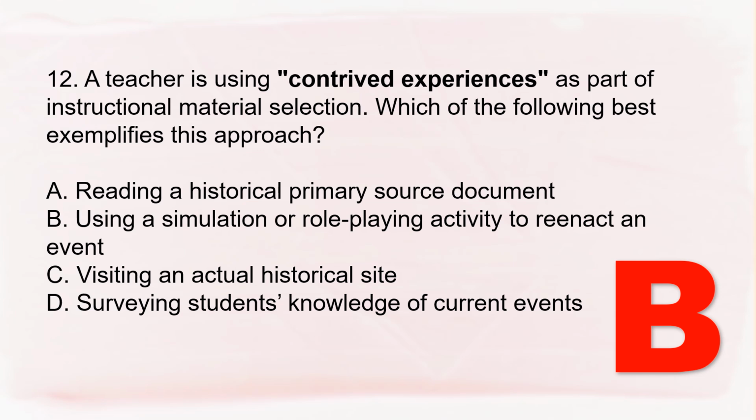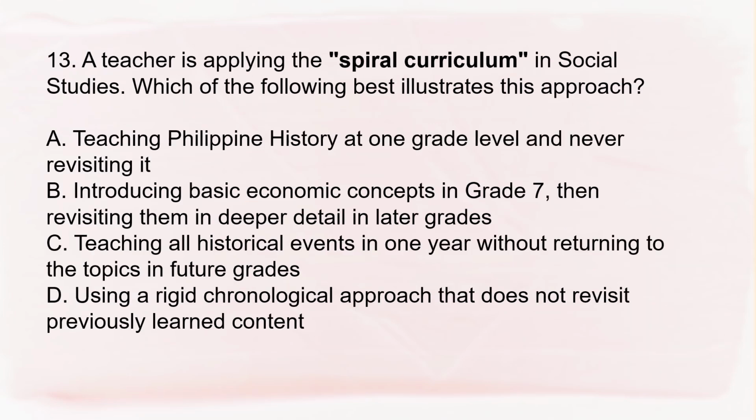For letter A, the reading of primary source, this is a direct experience, not contrived. Letter C, visiting a historical site, this is a first-hand experience, not an artificial one. And for letter D, conducting a survey, this is a research method, not an instructional experience. Only letter B is the correct best answer.